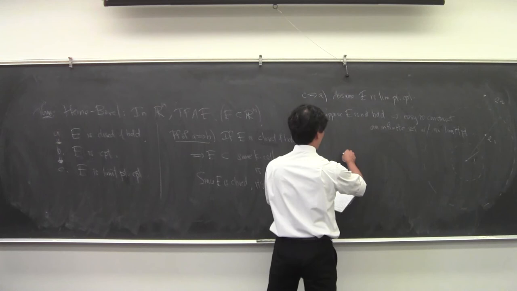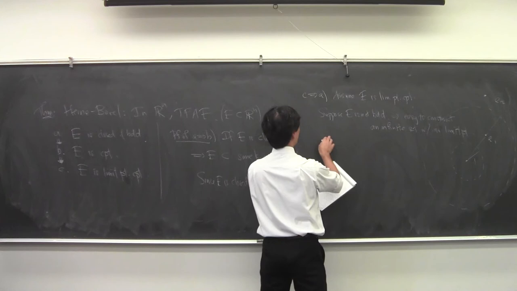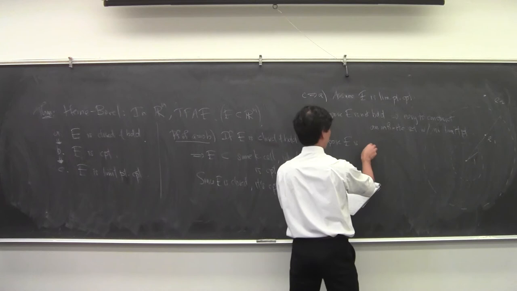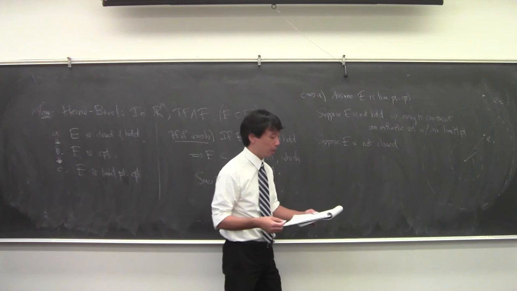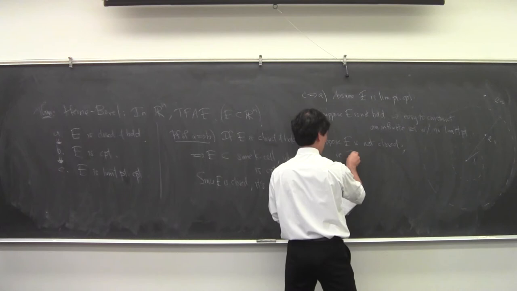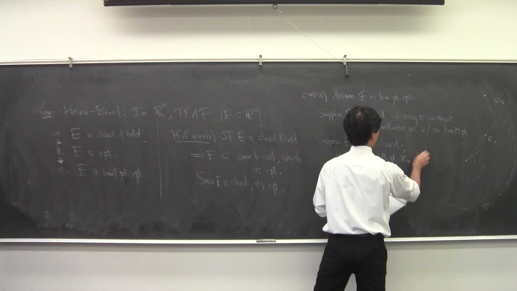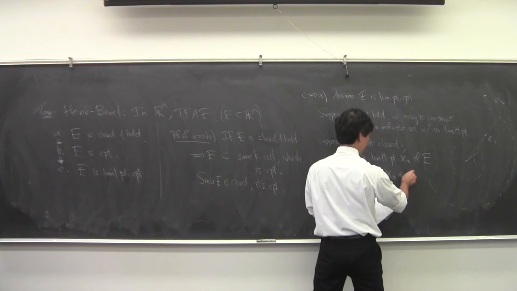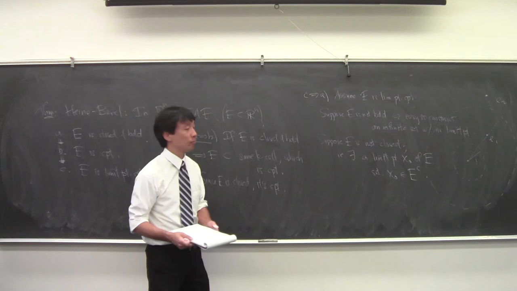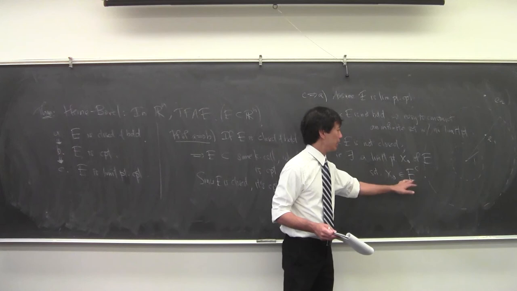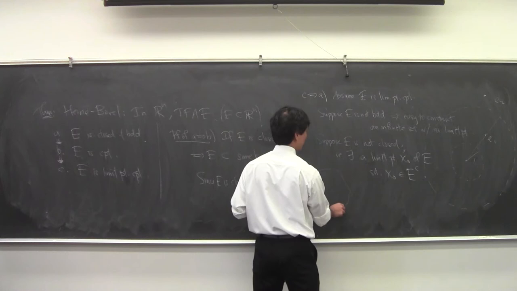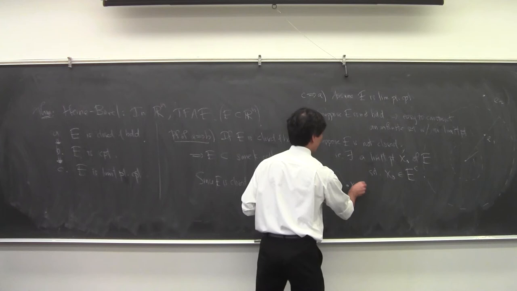The slightly harder one is to say, so we know that E must be bounded. Suppose E is not closed. In other words, it doesn't contain all its limit points, right? I.e., there exists an X0, a limit point X0 of E that is not contained in E. It's contained in the complement. So there's a limit point of E that's not contained in E itself. So there's this guy, X0, in E complement.